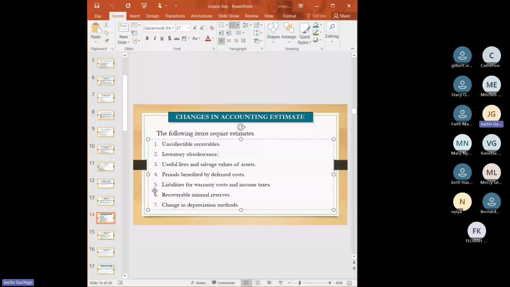Then we have the periodic benefit by the deferred cost, liability of warranty cost and income taxes, recoverability of mineral resources, and change in depreciation method. For example, you can change the depreciation method from reducing balance to straight line or other methods.